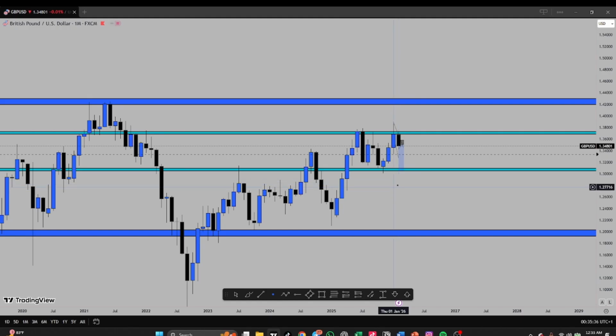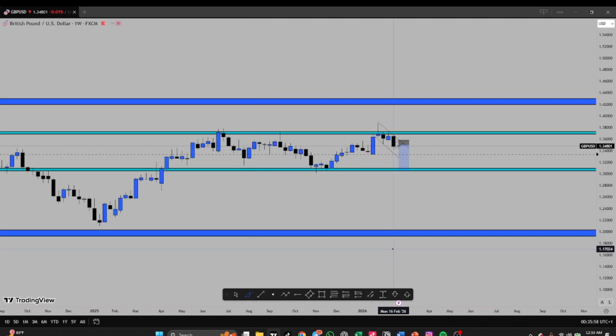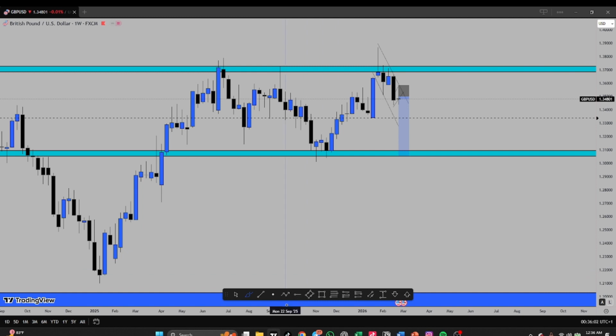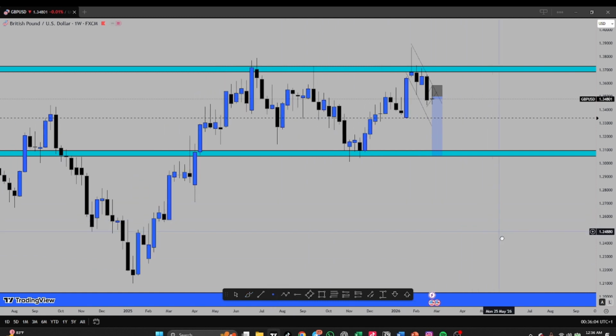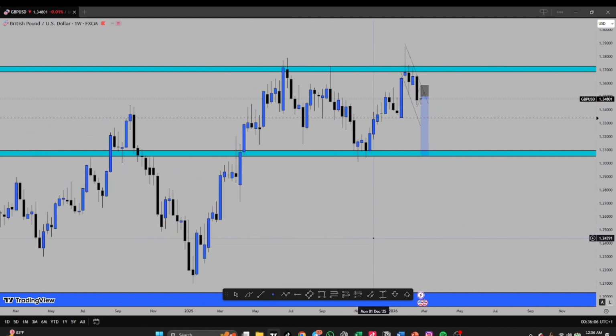If sellers are going to dominate, I'm expecting this market to drop down to this support level. And on this monthly chart, I'm already seeing a possible double top pattern, which may lead this market to reverse to the downside. So now I will narrow things down to the weekly chart to look out for chart patterns, to watch out for the market movement if we are actually trending to the downside.